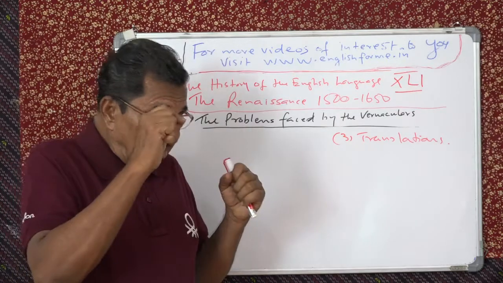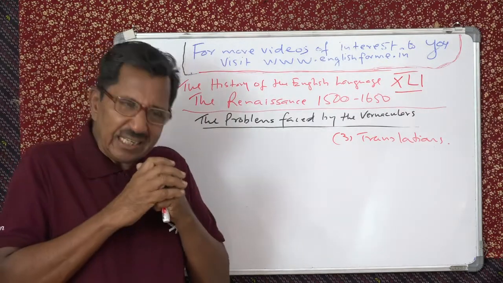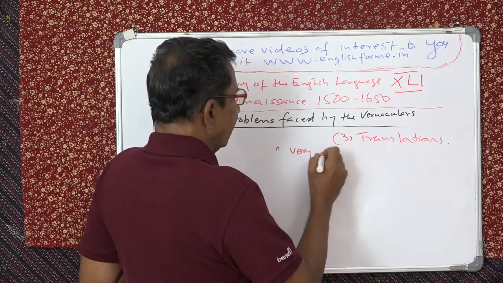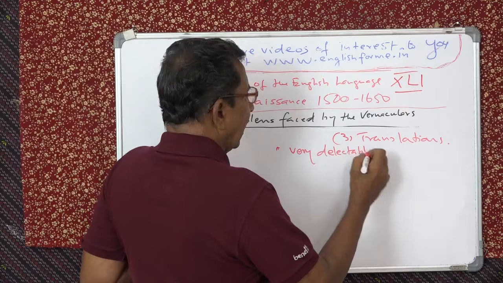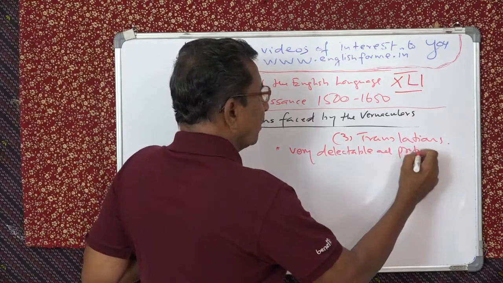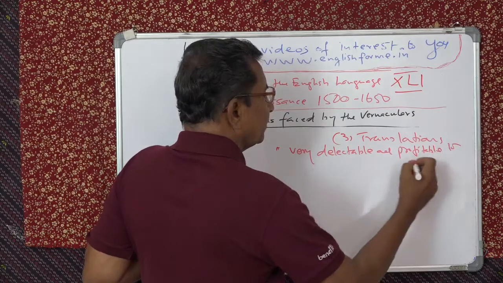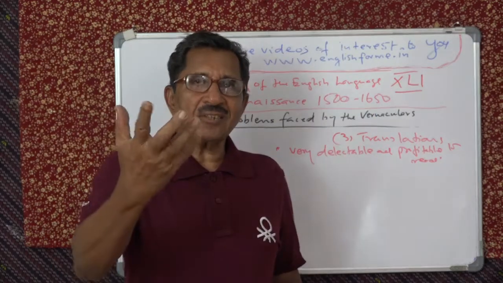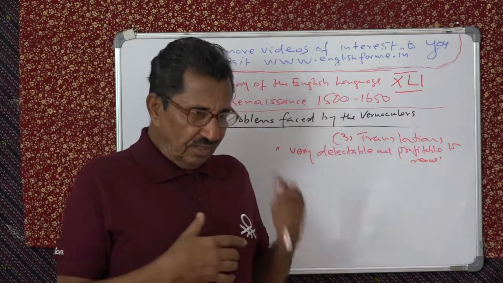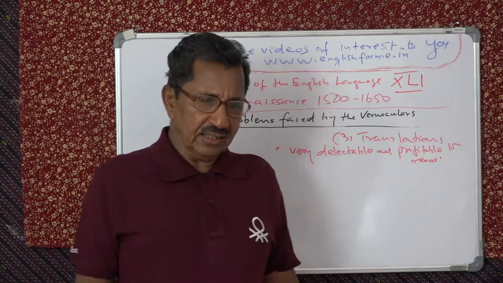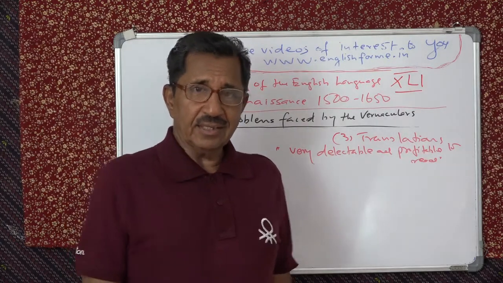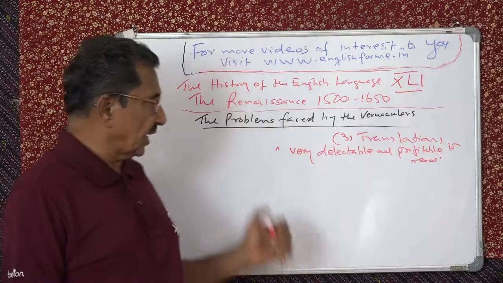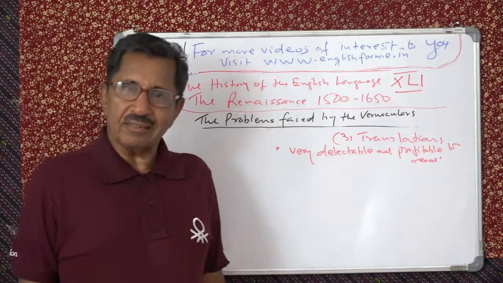Translations of history. History, they said, is very delectable and profitable to read. About history, there was a saying, very delectable and profitable to read. So bookshops, you know, would display this board, history translations of Xenophon. Then you have the historians Thucydides, Herodotus, Roman, Greek, available here and there. Just as a sales promotion technique, they would write like this, very delectable and profitable to read.